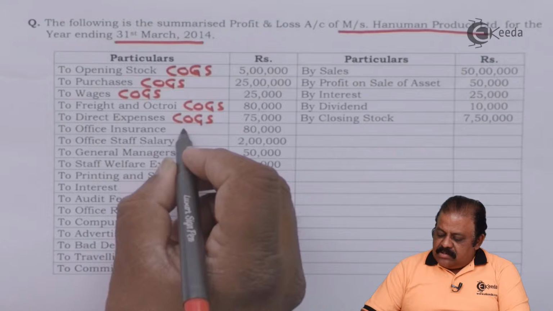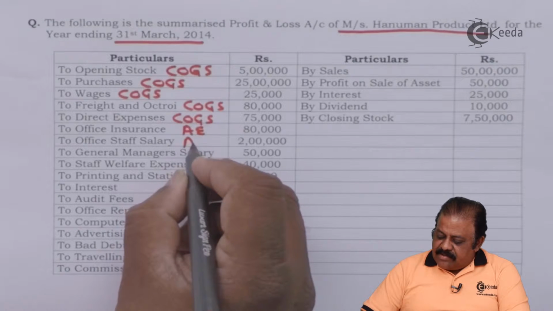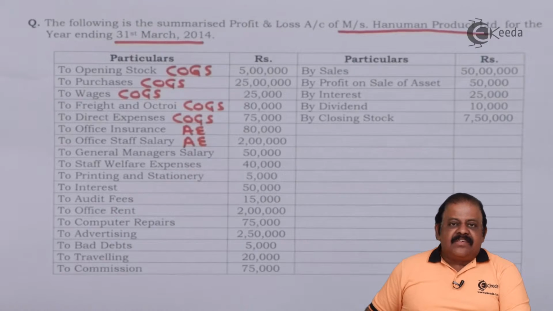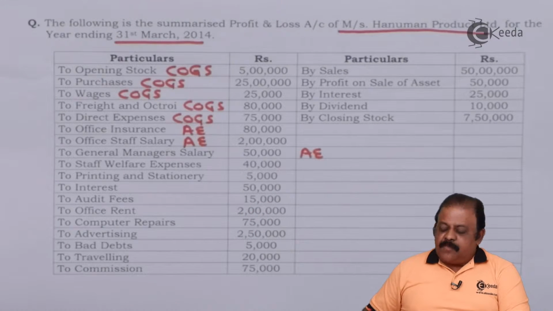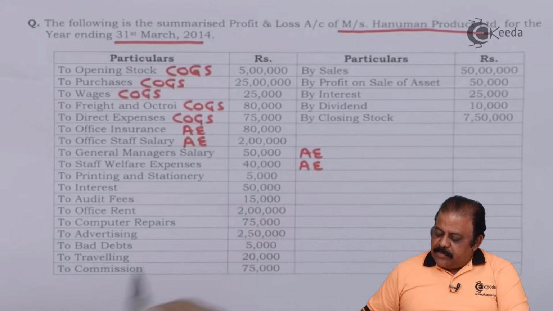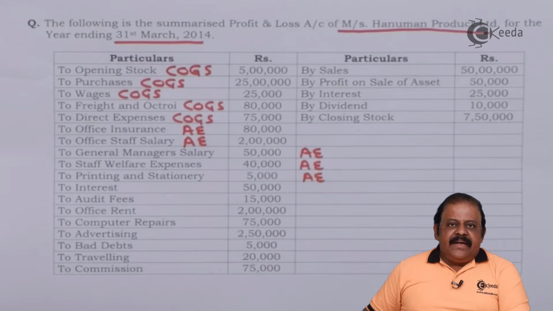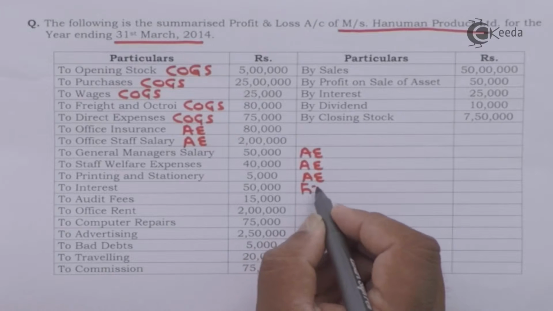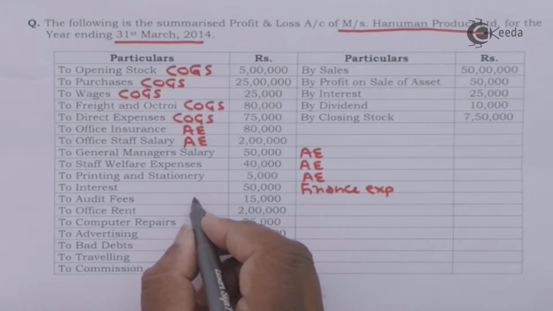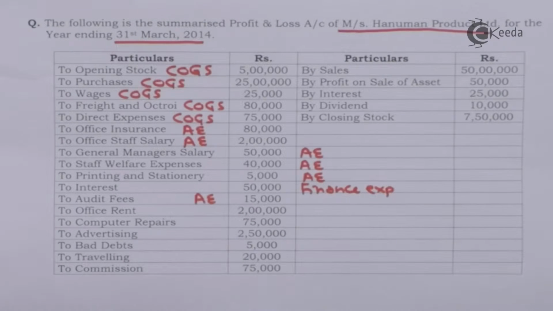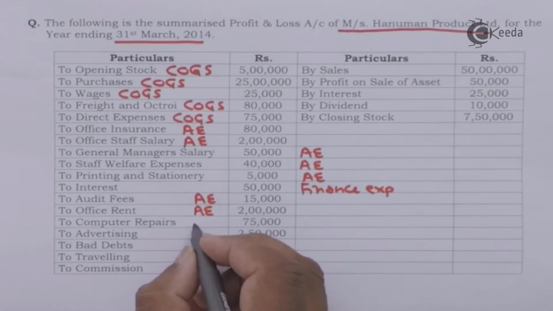Office insurance, administration expenses. Office staff salary, administration expenses. General manager's salary, administration expenses. Staff welfare expenses, administration expenses. Printing and stationery, administration expenses. Interest, finance expense. Audit fees, administration expense. Office rent, administration expense. Computer repairs, administration expense.